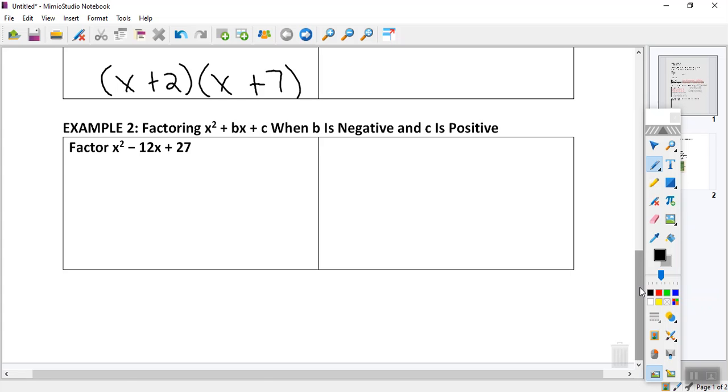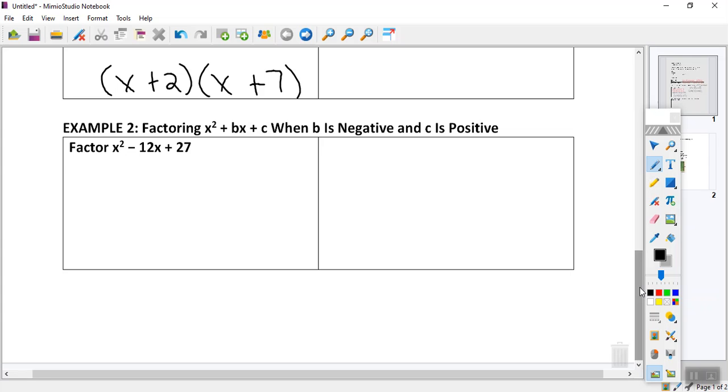Now, I want you to understand something. Kids do this a lot. They're like, I can't think of two numbers that add to a negative but multiply to a positive. If that's ever the case like this, your two numbers would actually have to be a negative number. Right? So can you think of two negative numbers that multiply to positive 27, yet they add up to negative 12?